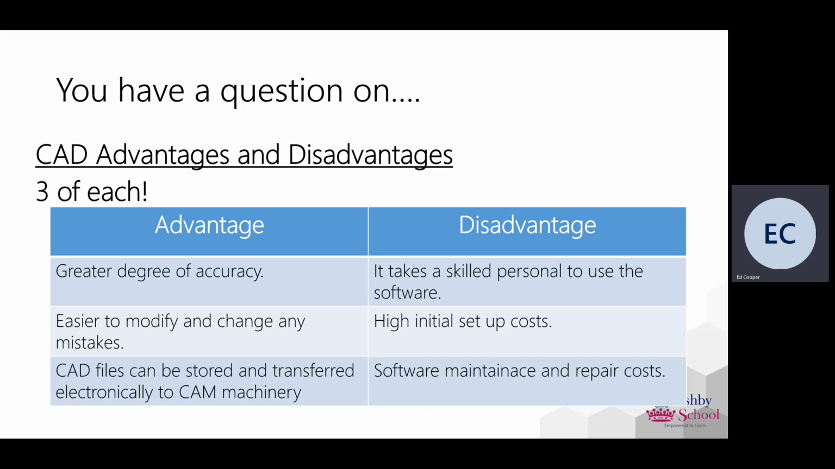So an advantage of CAD is a greater degree of accuracy. It will enable it to be machined or cut down to a finer degree of accuracy than you could do by hand. It's easy to modify and change any mistakes, so you can zoom in to give you that accuracy, and then you can change things live on screen. If you've drawn it by hand, then you're going to struggle. You can't alter it so easily. You've got to rub it out, probably even start again. It's a lot easier and a lot quicker to work that way once you've been trained as well.